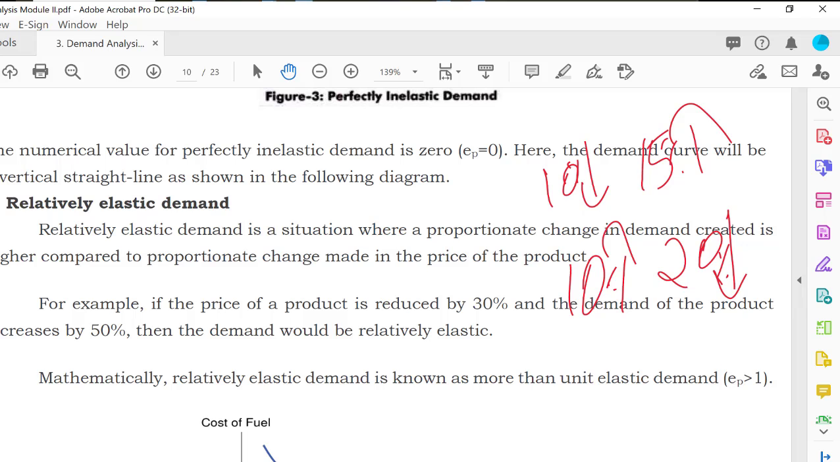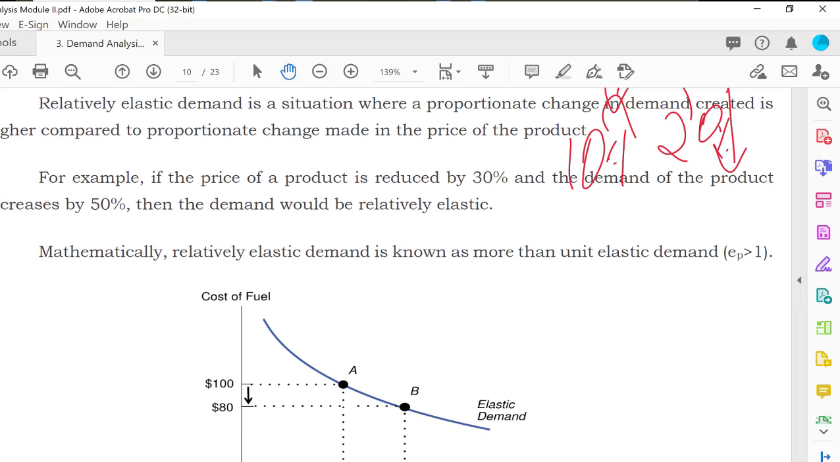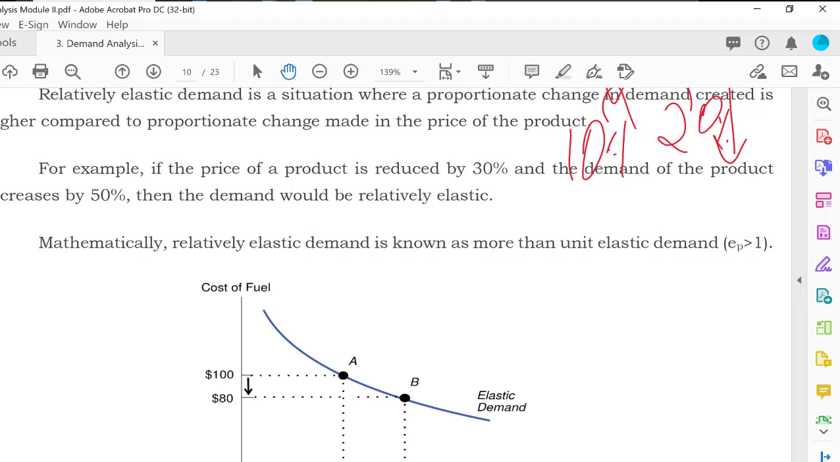So in all those instances, the change in quantity demanded responds more compared to the changes in price. The quantity demanded changes more than the price change. So you can say that demand is relatively elastic. So I may give you an example.